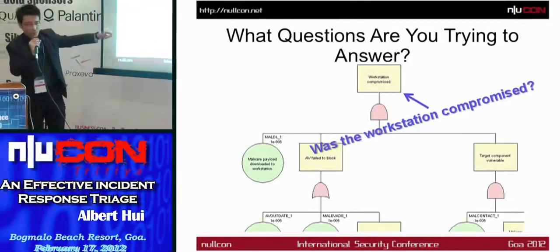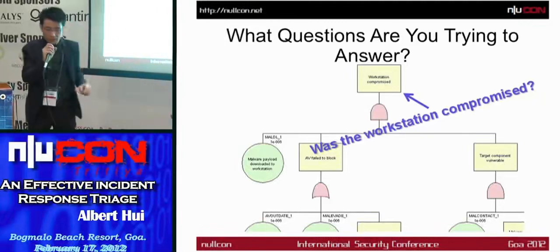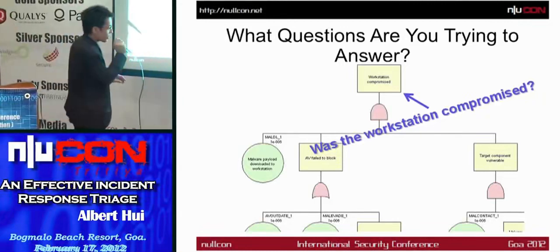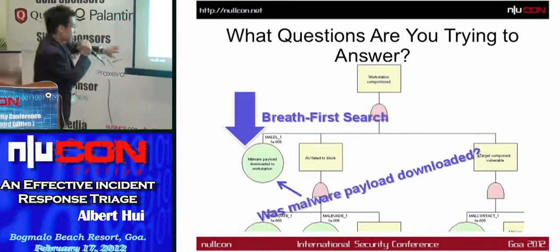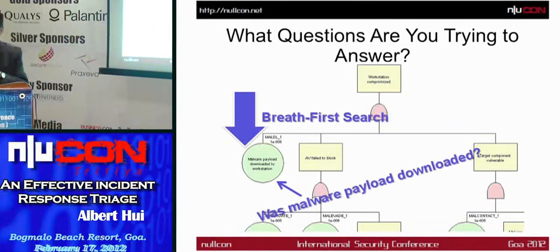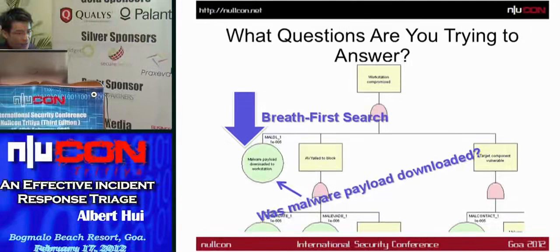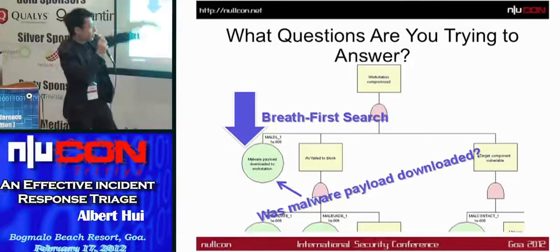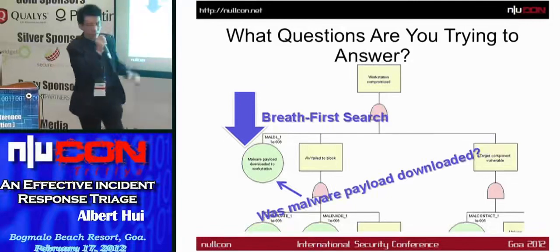So what would you do first? Because if any one component out of the three is found false, there's no point, you can skip all the rest of the work. So the answer is to look at this part. The question you're trying to answer is whether the workstation has been compromised. And as I said, there are three components that have to be satisfied. So you do a breadth first search, which is a fancy term. You look from top to bottom.